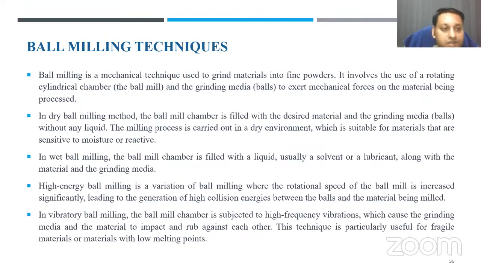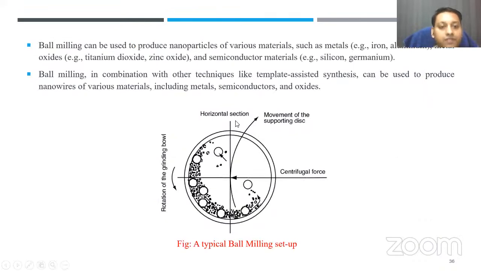Now another interesting technique is a mechanical technique, the ball milling technique, where we grind the materials into fine powders, and those powders can be further used for different applications like zinc oxides, titanium oxides, semiconductor materials, which can be ground, and then the powder form can be used for different applications like nanowires of various materials, including metals, semiconductors and oxides.